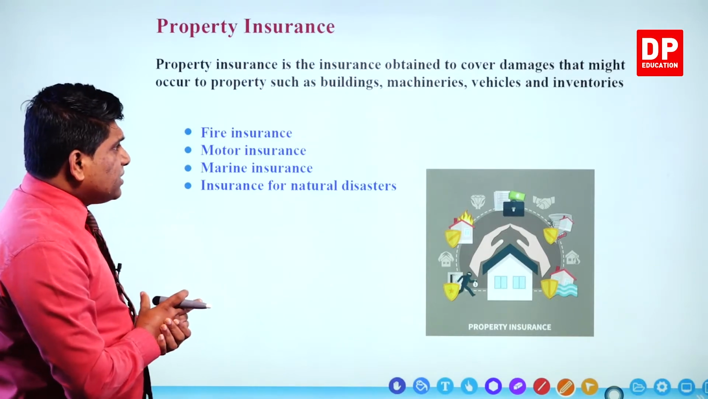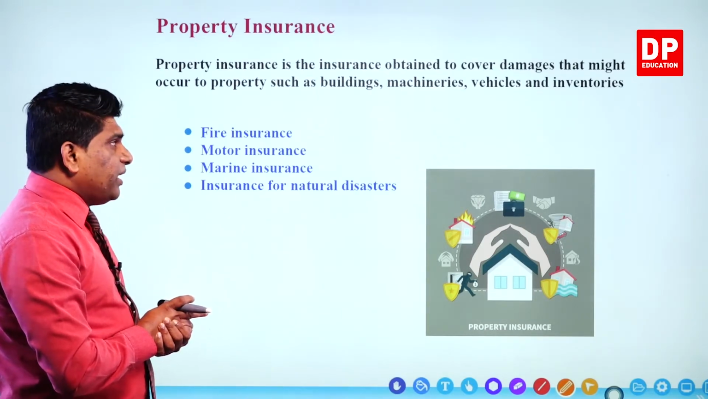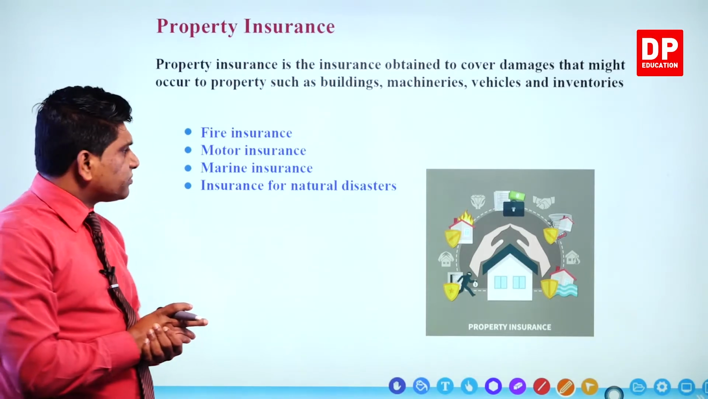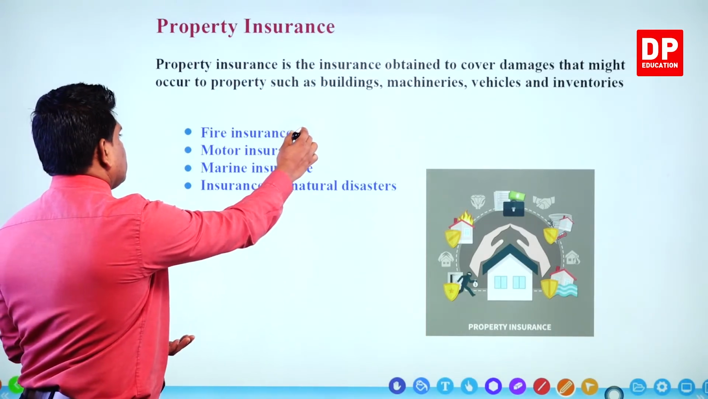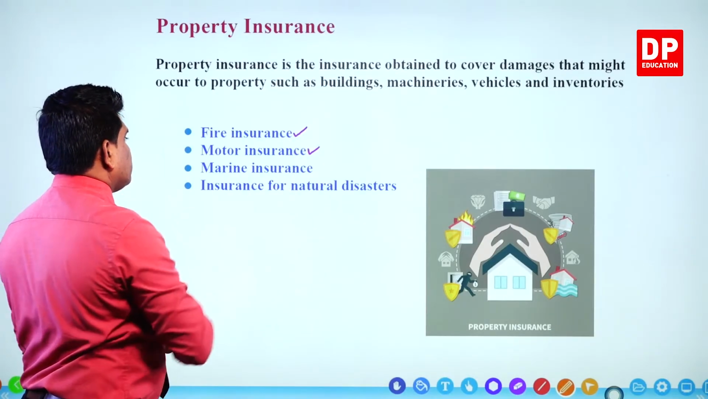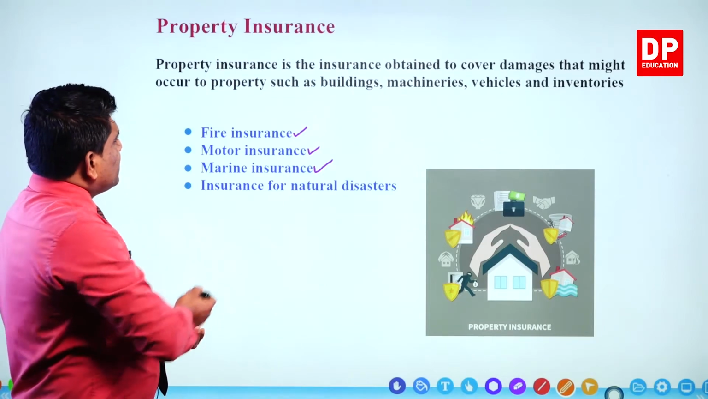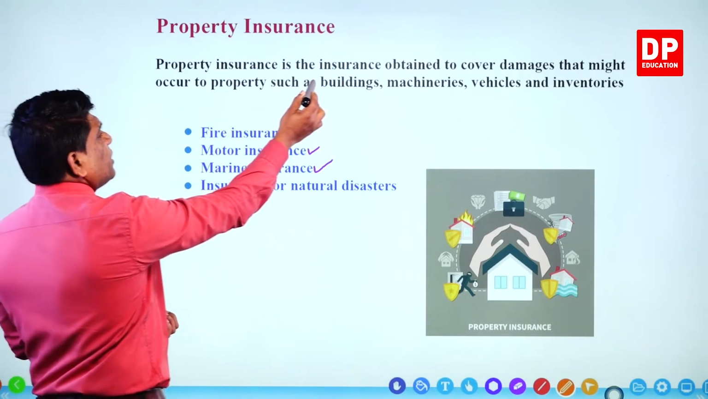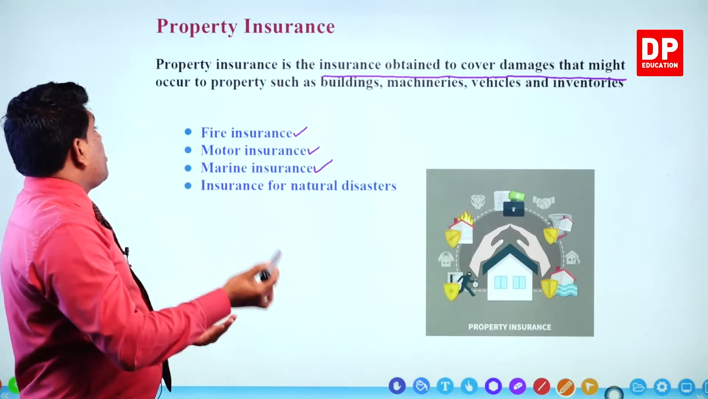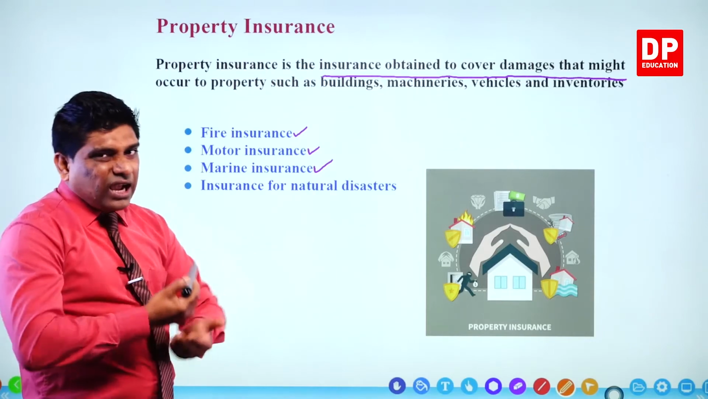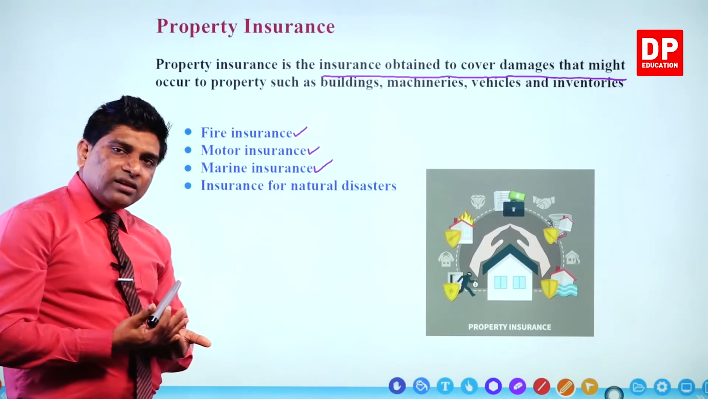Property insurance is the insurance obtained to cover damages that might occur to property such as buildings, machineries, vehicles and inventories, right? These are the examples for property insurance: fire insurance, motor insurance, marine insurance and insurance for natural disasters, right? We'll see again. Property insurance is the insurance obtained to cover damages that might occur to property. What kind of properties? Buildings, machineries, vehicles and inventories.